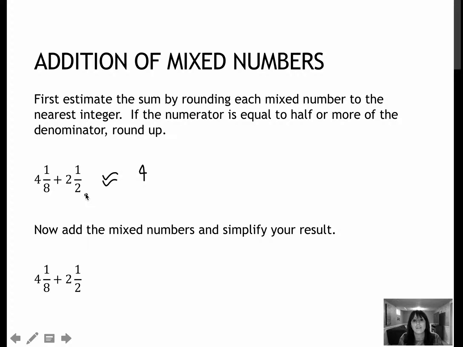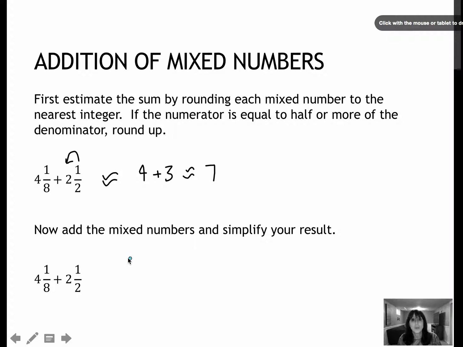because it's closer to 4 than 5. 2 and 1/2, well, remember 0.5 or higher we round up, and 1/2 is 0.5. And since 1 is half or more of 2, I round 2 up to 3, so my estimated result is 7. All that tells me is when I'm done adding these two values together, if I get something that's not anywhere near 7, I probably did something wrong. But let's go ahead and take a look.